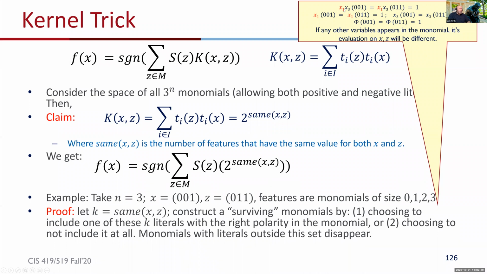Moreover, I'm claiming that if you think about all possible monomials, this one is the longest monomial for which x and z agree. Why? Because if I add x2 here, on x2 they disagree. x is 0 in the second component, and z is 1. So if I add the second component, they will not have the same value. Doesn't matter whether I add it in a positive way or in a negative way, they will disagree. So the largest monomial out of size 0, 1, 2, 3, on which x and z give me the same value is this one, not x1 and x3, because they agree on the first and the third.